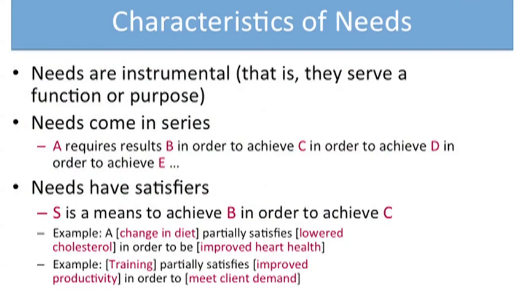Also, needs have satisfiers. And this is really important because eventually in a needs assessment, we have to make recommendations or decisions about how to close the needs or how to close these gaps in results. So it may be that a diet is a solution or a partial solution for Rose in order to lower the cholesterol in order to maintain better heart health. And it may be that training is a partial solution for Mimi so that she can increase her team productivity and thereby meet increasing client demands. So needs have to have solutions that we can bring to bear to close those gaps in results that we've identified.